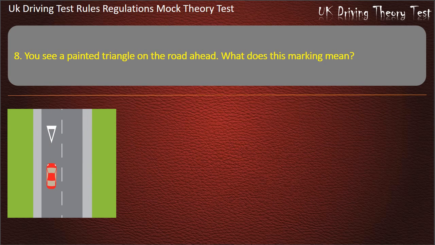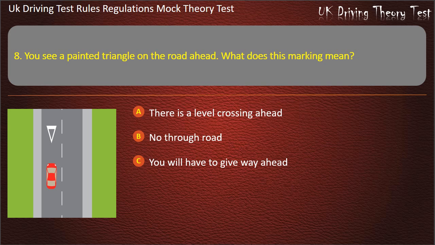Question 8. You see a painted triangle on the road ahead. What does this marking mean? There is a level crossing ahead. No through road. You will have to give way ahead. You are on a one-way road. Answer. You will have to give way ahead.